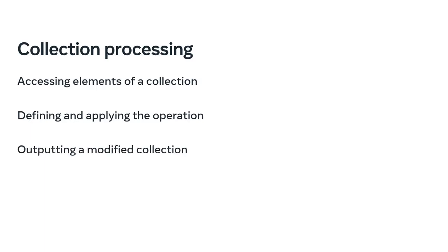Lastly, you learned about the collection processing functions. Collection processing involves 3 primary steps: accessing elements of a collection on which the operation is to be applied, defining and applying the operation on the element, and outputting a modified collection with the updated or transformed elements.